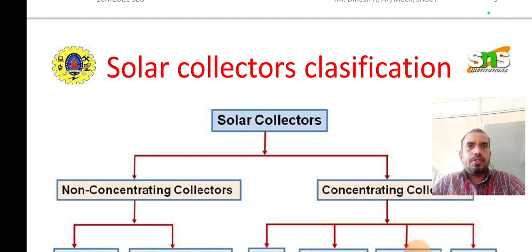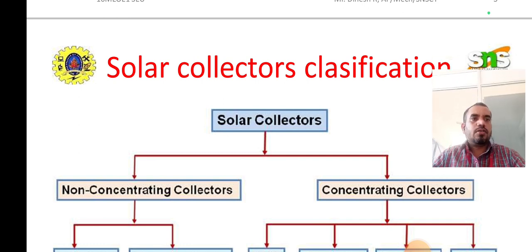So, in our previous videos, we have seen what a solar collector is, what its characteristics are, what the two major types of collectors we use are, the type of fluid, and how the collectors are mounted. In this video we are going to see the classification of solar collectors. As we saw earlier, solar collectors are mainly categorized into two types: non-concentrating collectors and concentrating collectors.